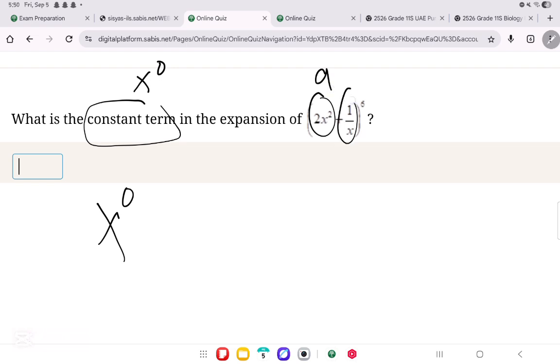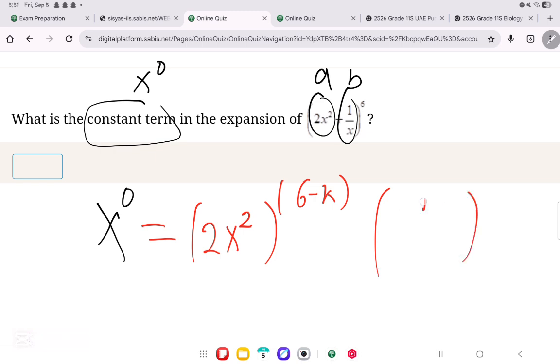A and B, both of them have x. So what are we going to do? We're going to make them equal. x to the 0 is equal to a to the power of n minus k, so 6 minus k, okay, times b, which is 1 over x to the power of k. Now, look what happened. We have x in the denominator. Because x is in the denominator, we'll have to move it up. It becomes x to the power of minus k.